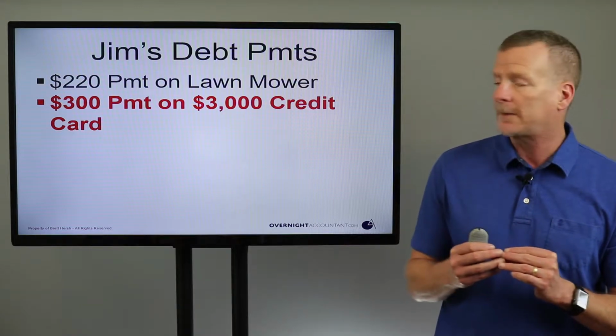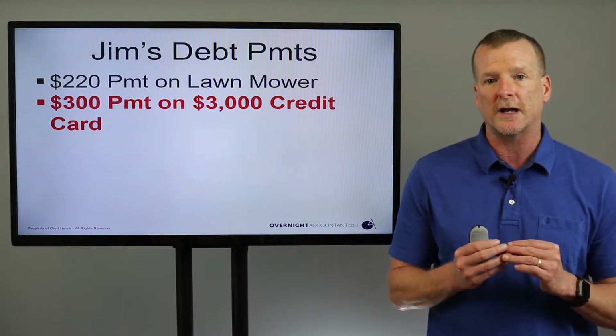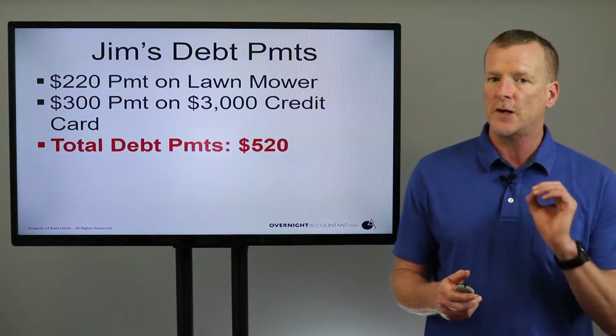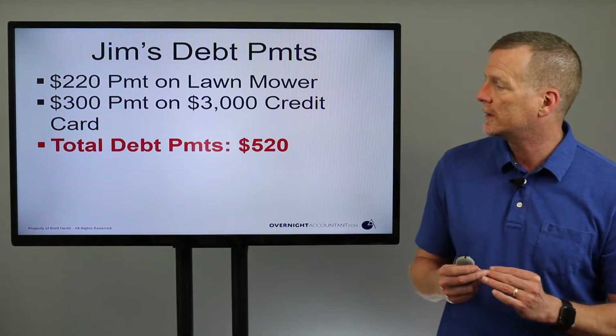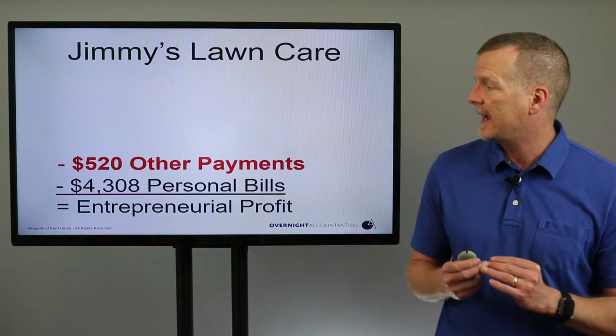So that's more than the minimum payment. He'd like to have that thing paid off in less than a year. So he's attempting to make a $300 payment, so he's still counting it. So his total is $520 per month on his debt payments. So as you can see, we add that to the formula.